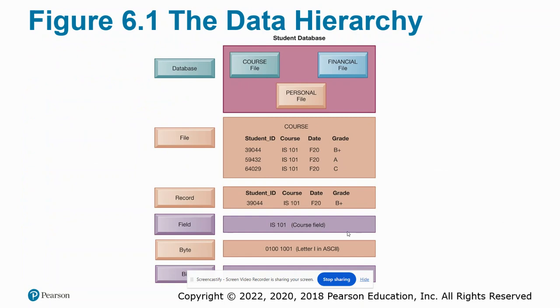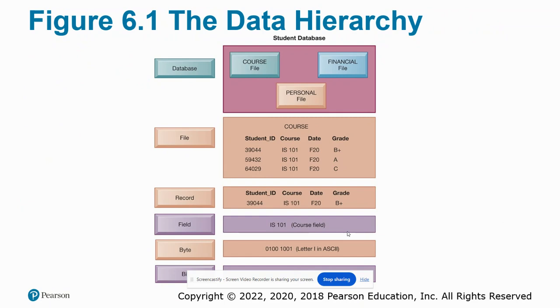So this graphic illustrates the hierarchy of data found in a database. It shows the student course file grouped with files on students' personal information and financial information that form the student database.